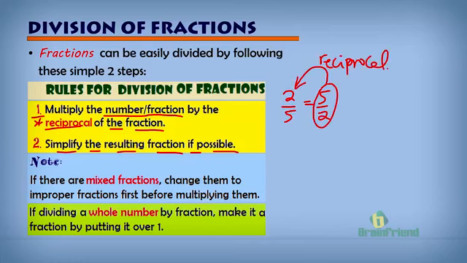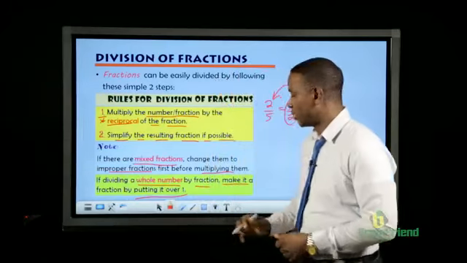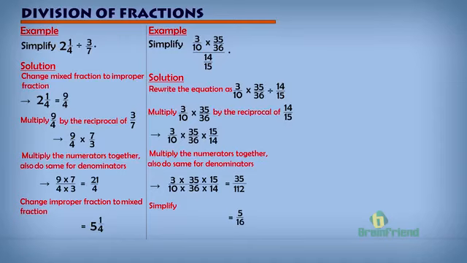Let's go on. Note, if you have mixed fractions, first change them to improper fractions before multiplying them together. Also, if you are dividing a whole number by a fraction, make that whole number a fraction by just putting it all over 1. Let's go ahead to try out some examples. If you were asked to simplify 2 whole number 1 over 4, divided by 3 over 7, let's quickly change our mixed fraction to an improper fraction. 4 times 2, 8, plus 1, 9. 9 over 4 becomes the improper fraction form of 2 whole number 1 over 4.